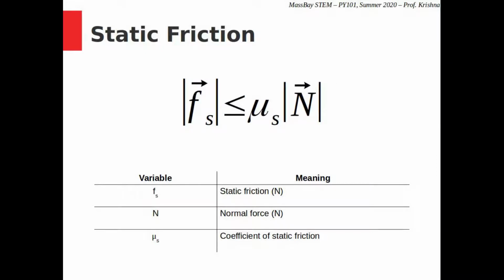The variability of static friction is given by that less than or equal sign. Basically, this equation says that static friction can take any value up to a certain threshold, and that threshold value is given on the right side. The N on the right side is our familiar normal force, but there's a newcomer here. That's the Greek letter mu, and it is called the coefficient of static friction.